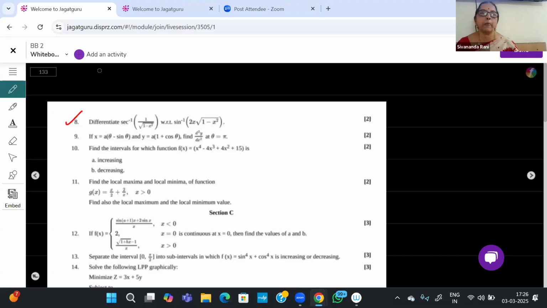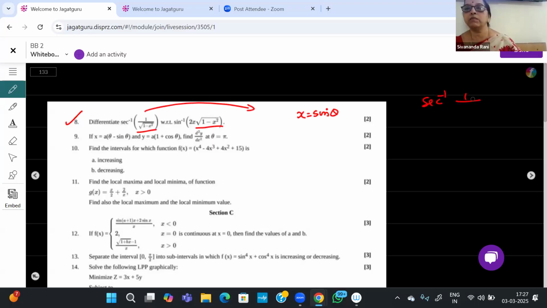Could anyone complete? Ma'am, is it root of 1 minus x square by 2? Is that the final answer? I got half, ma'am. Got half, because you can always remember whenever root of 1 minus x square occurs, x equal to sine theta will be the most appropriate substitution.